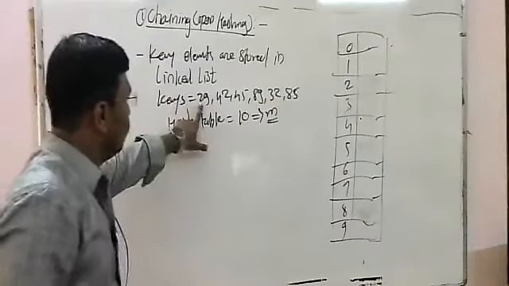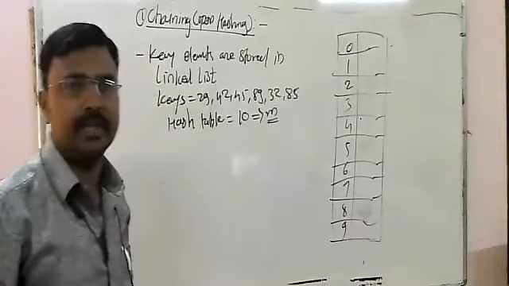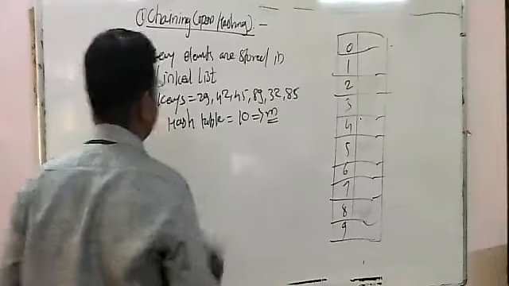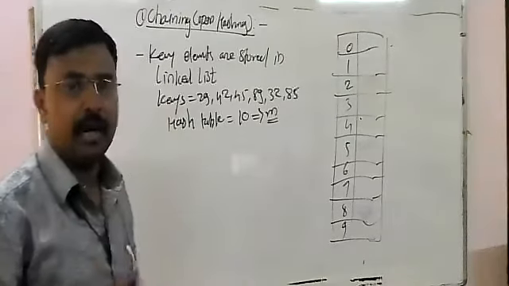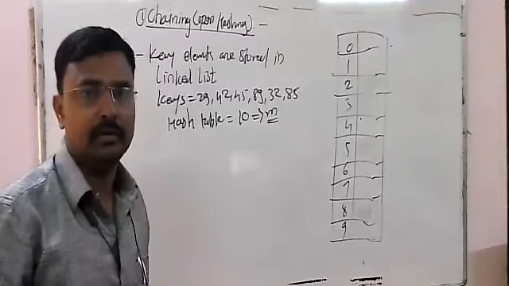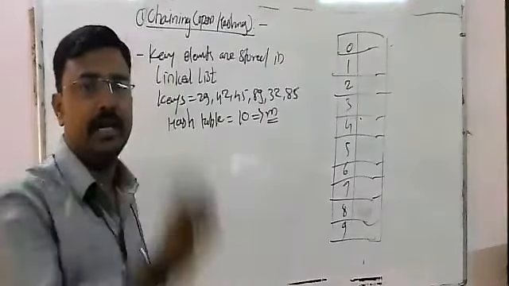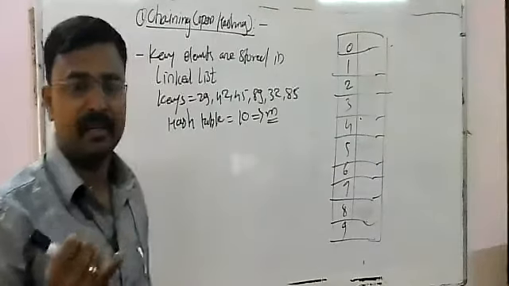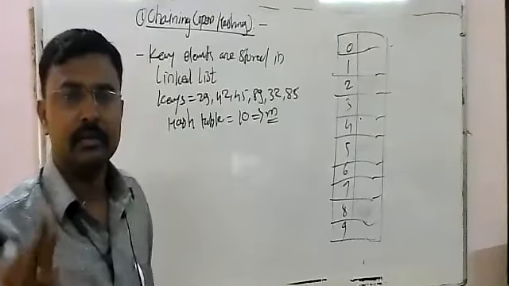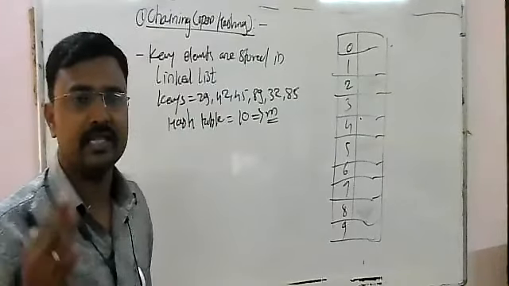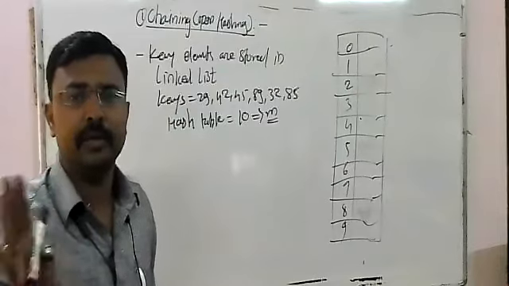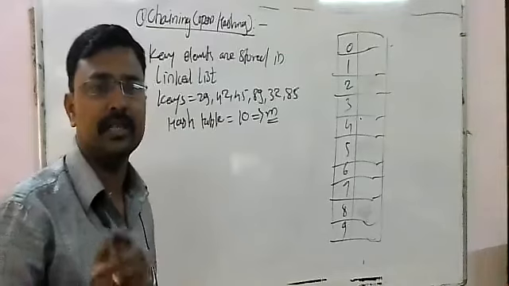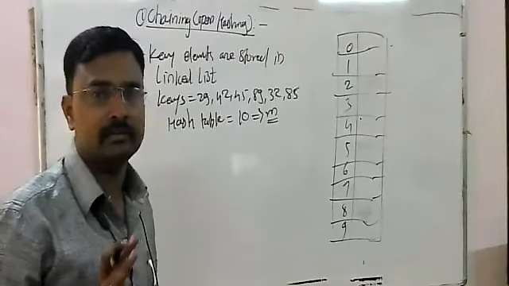Now, calculate the index value for all the elements by using a function. Here you can use any technique. We have seen the 4 techniques for calculating the index value: truncation, division, then mid square, and last folding method. Use any one method. The most popular method is the modulo division.